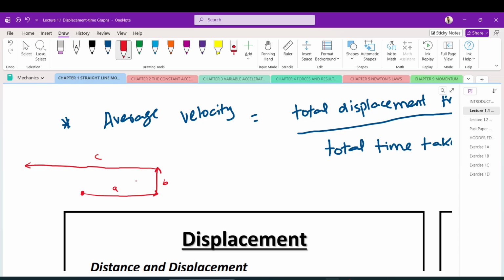How is displacement different from this? Displacement is defined as how far away you are from your initial position, how far away you are from your starting position.